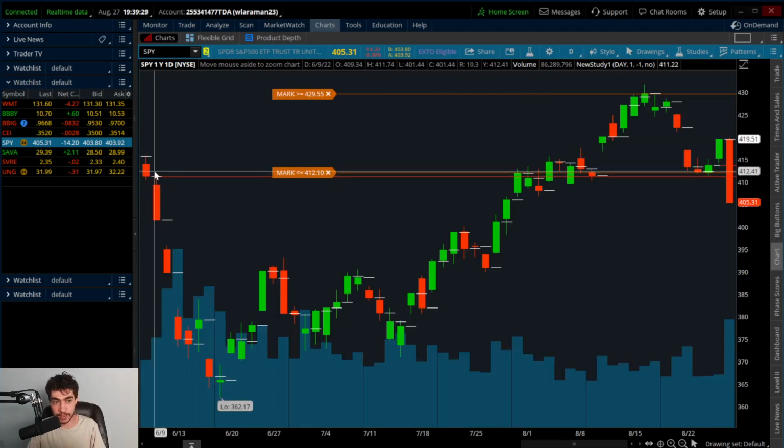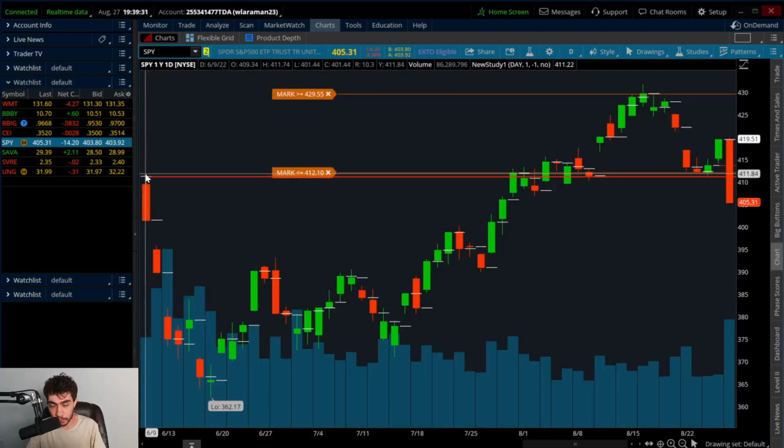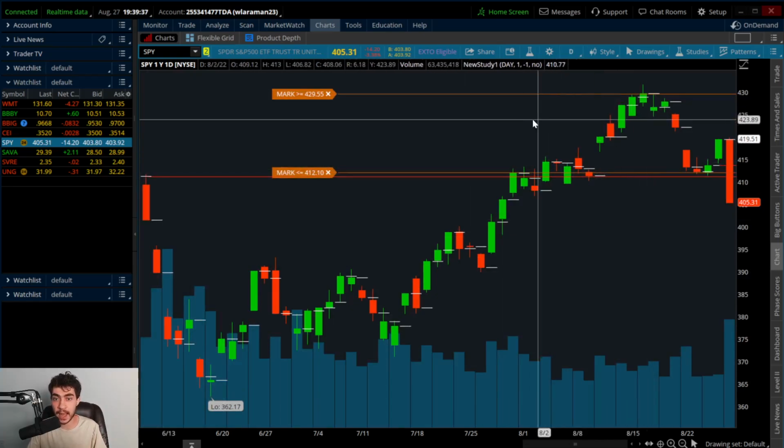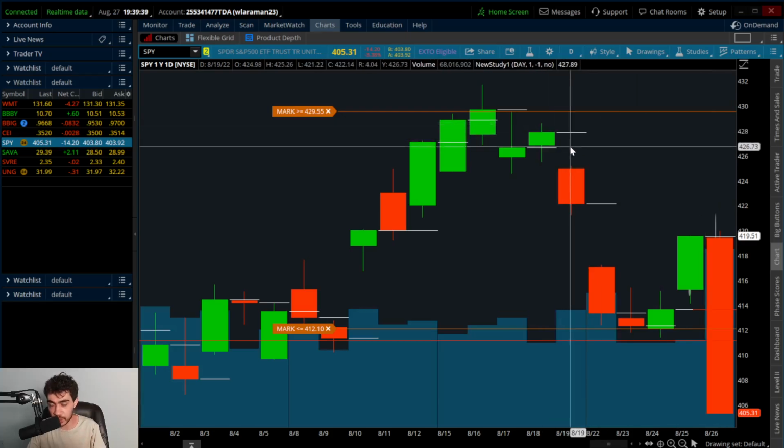Overreactions, right? Key resistance with overreactions. This is an overreaction to the downside. Well, if that level turns into a support level like it did right here, you're going to see an overreaction to the upside. And then right here, this is an overreaction to the downside.